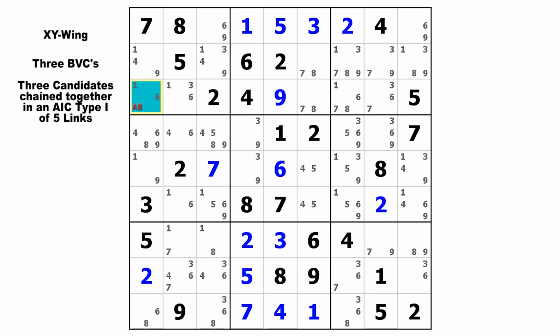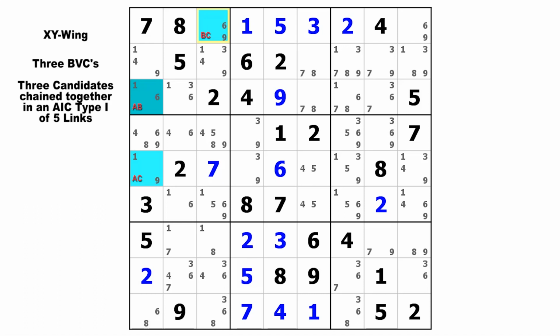And down here in row 5, column 1, in the same column as the pivot, we've got another by-value cell with candidate A coupled with a third candidate C. And so, of course, our candidate C is 9. And then up here in row 1, column 3, in the same block as the pivot, we've got candidate B, which is 6, coupled with our same candidate C, which, as we know, is 9. So these three cells form an AIC type 1 of 5 links, from one 9 to the other 9.